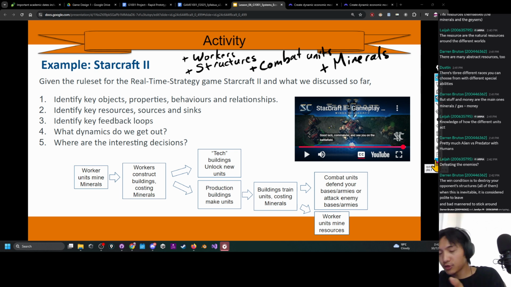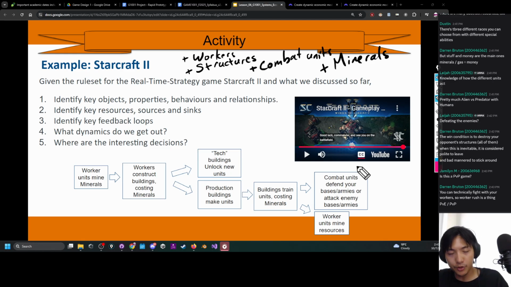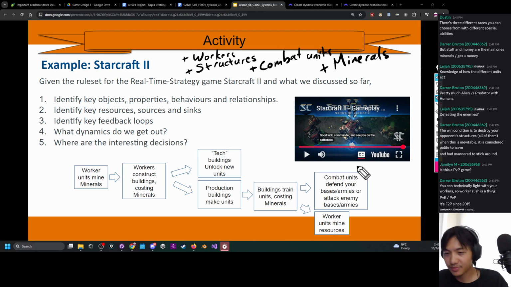This is a game that can last 30 minutes or it can last like 2 minutes or 5 minutes. It is a PvP game, but it also has a single player campaign. Very good, by the way. You should definitely play it. Very good game.